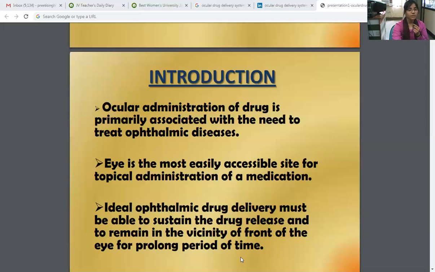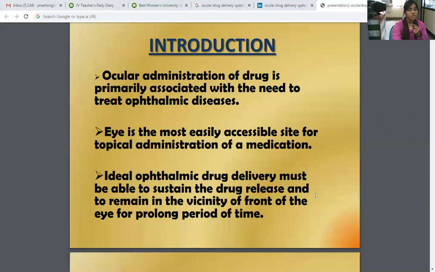Ideal ophthalmic drug delivery must be able to sustain the drug release and to remain in the vicinity of the front of the eye for a prolonged period of time.